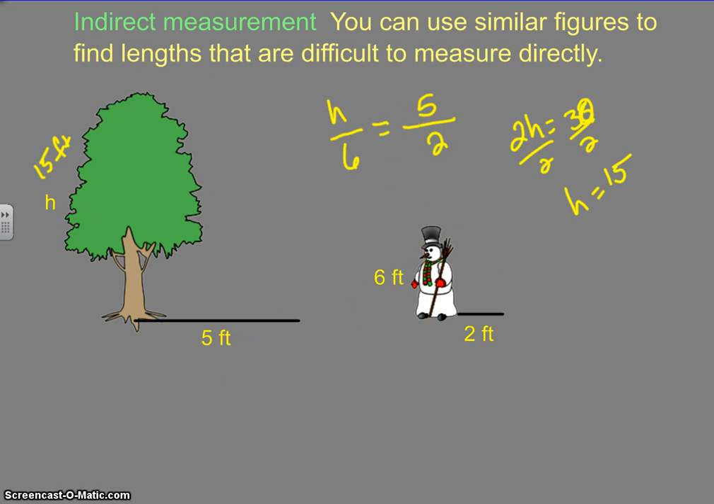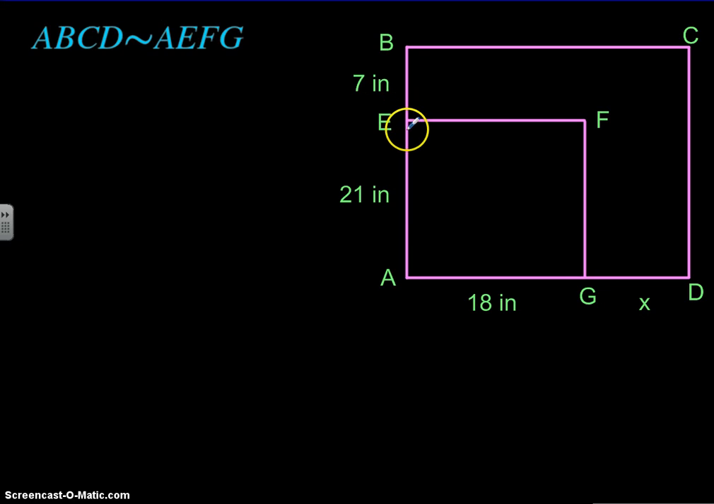Moving along. Now here I have a rectangle within a rectangle. ABCD, the big rectangle, is similar to AEFG, the small rectangle. Okay, again, proportions. So let's start with the big rectangle.